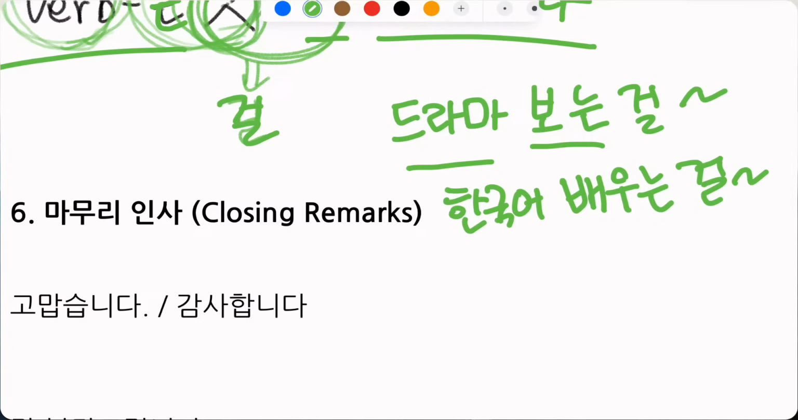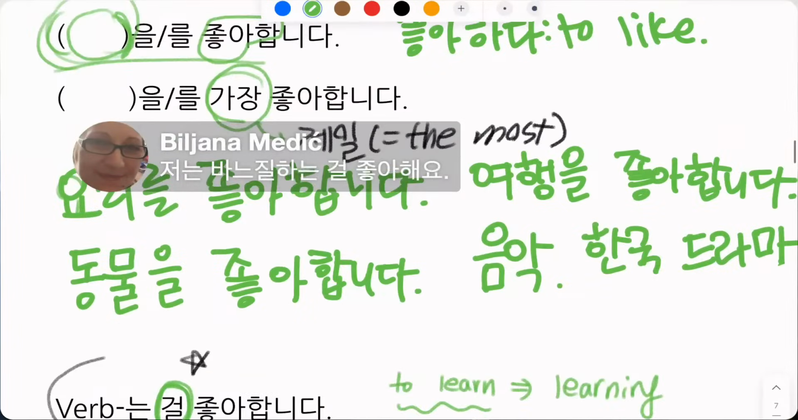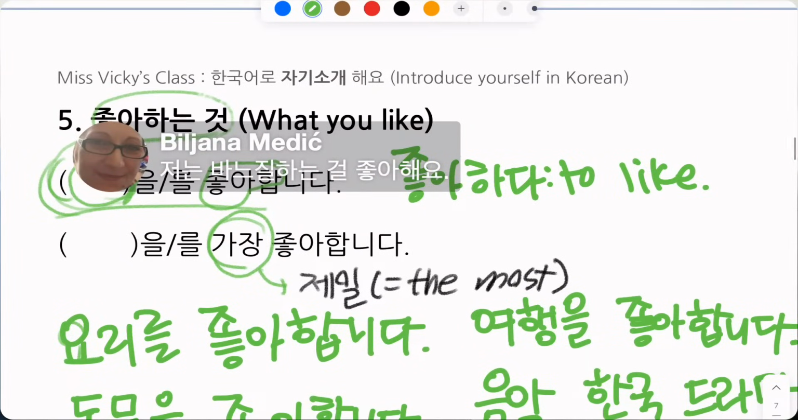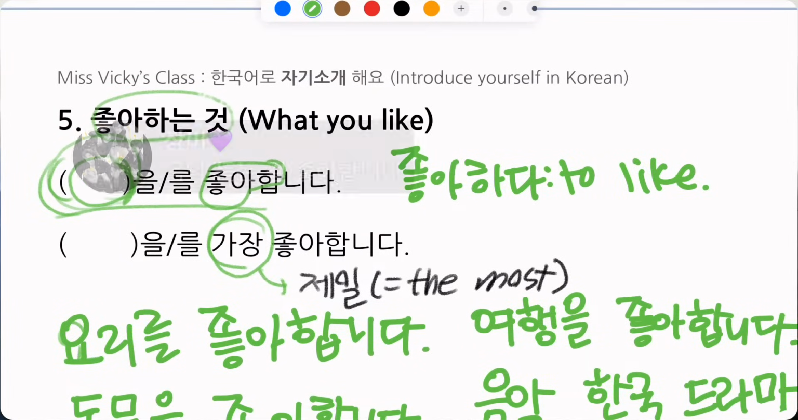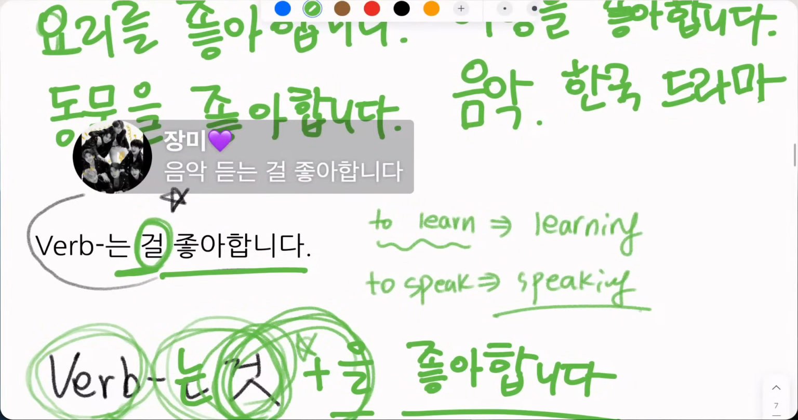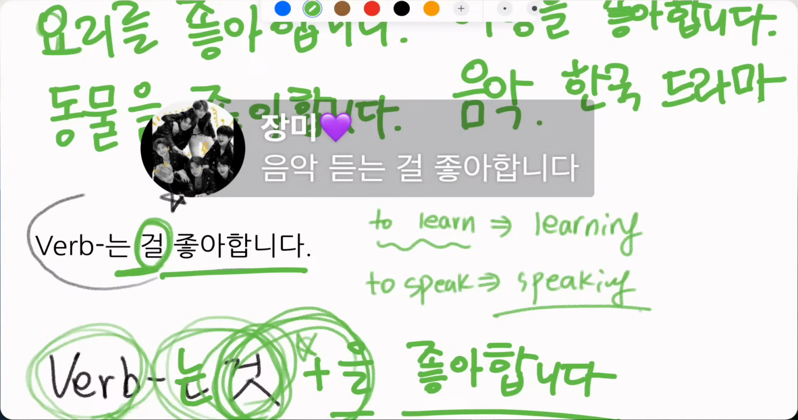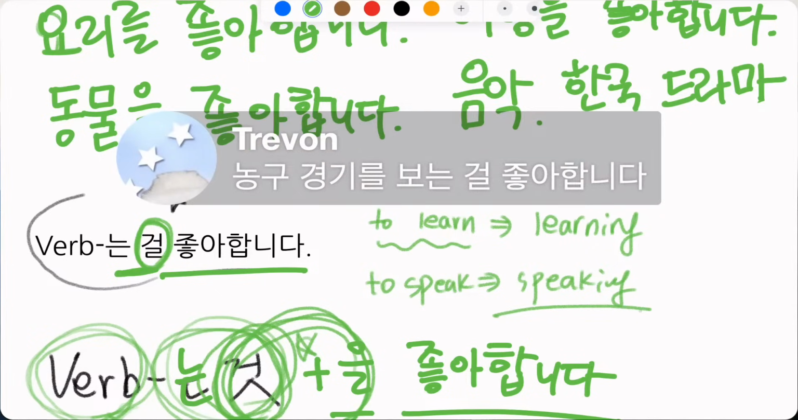Alright. 그렇게. 그리고 you like needling. Wow. 저는 바느질하는 걸 좋아합니다. Alright. 좋아요. 그렇게 쓸 수 있어요. 그래서 that's how you can express what you like. 그리고 장미님, 음악 듣는 거 좋아요. 음악 듣다 means to listen to music. So 장미님, also a good sentence. 음악 듣는 걸 좋아합니다.